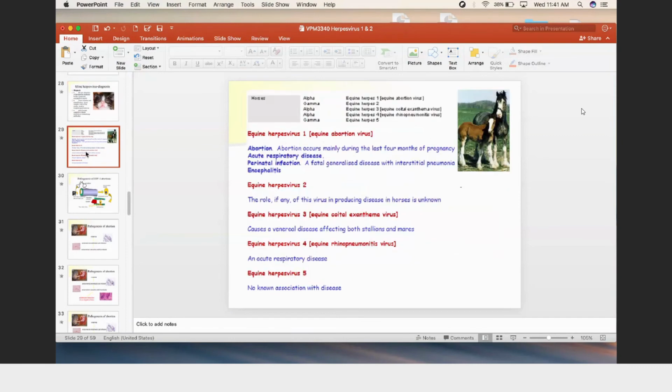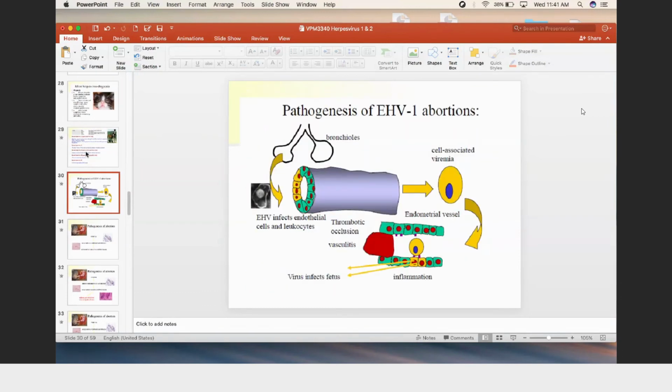Okay, you have equine herpes virus. I'm not going to come up with a question on equine this year, but basically you can see here the virus pathogenesis of EHV. So EHV infects the endothelial cells in the lungs. Okay, from there it goes to cell-associated viremia. Then after that it goes to the placenta, and is transmitted to the babies, and then it can cause abortion. So that's how the virus causes abortion.